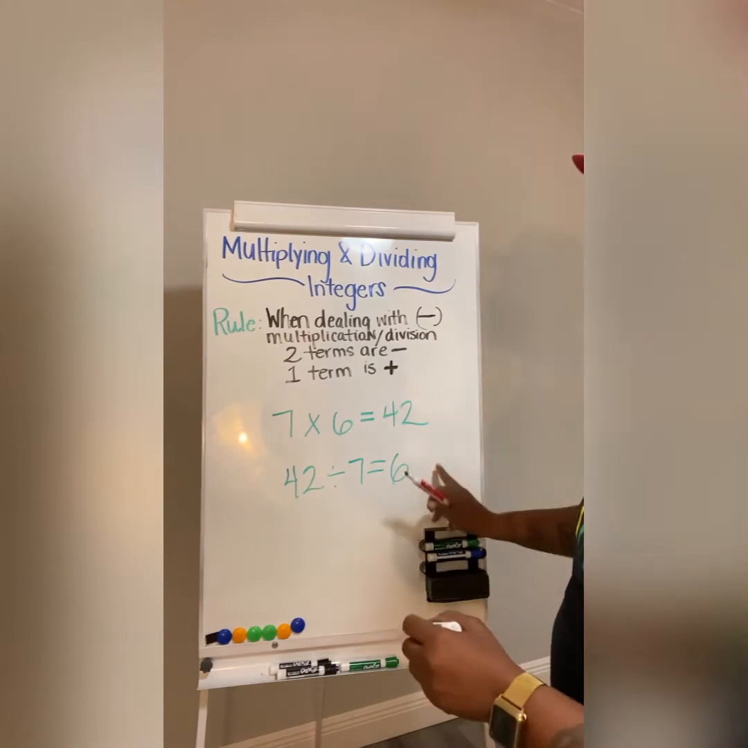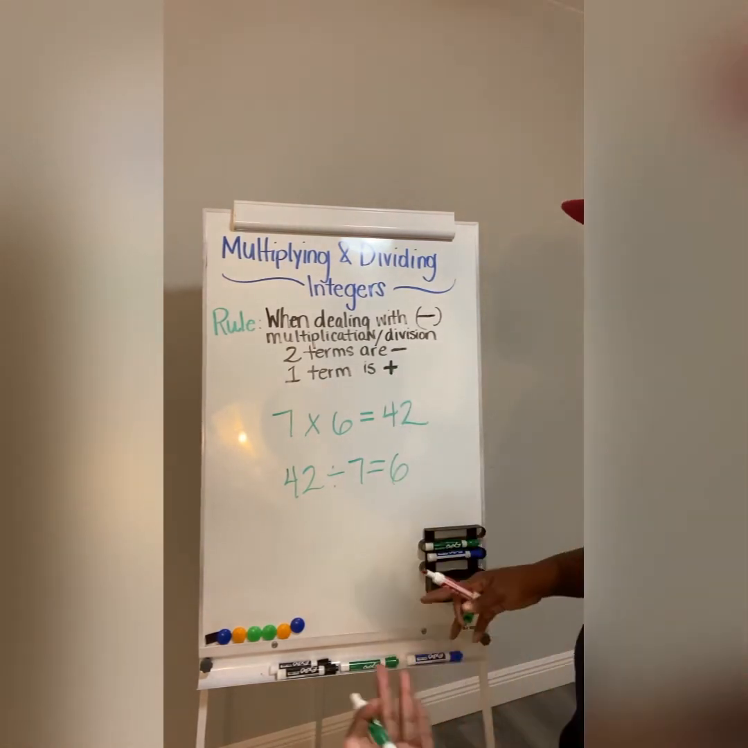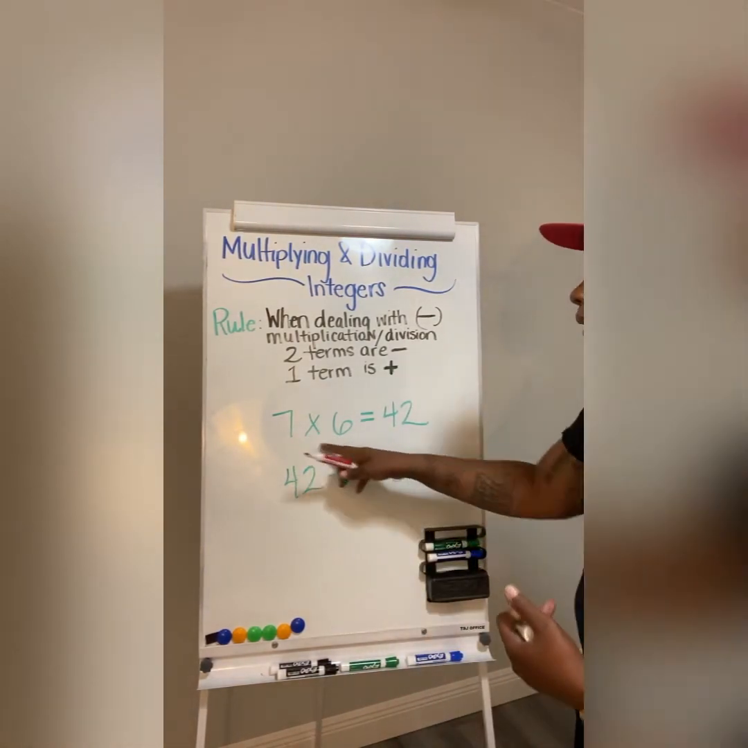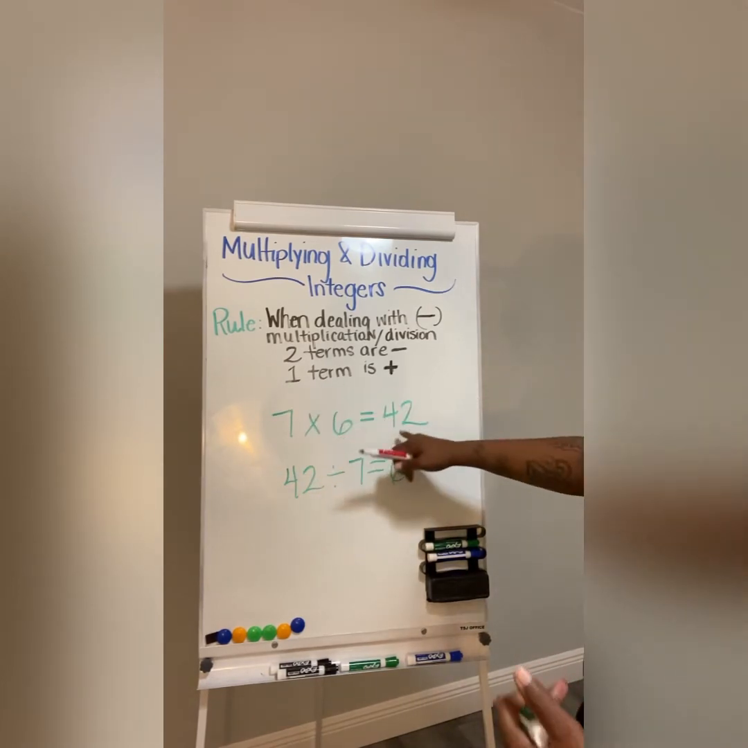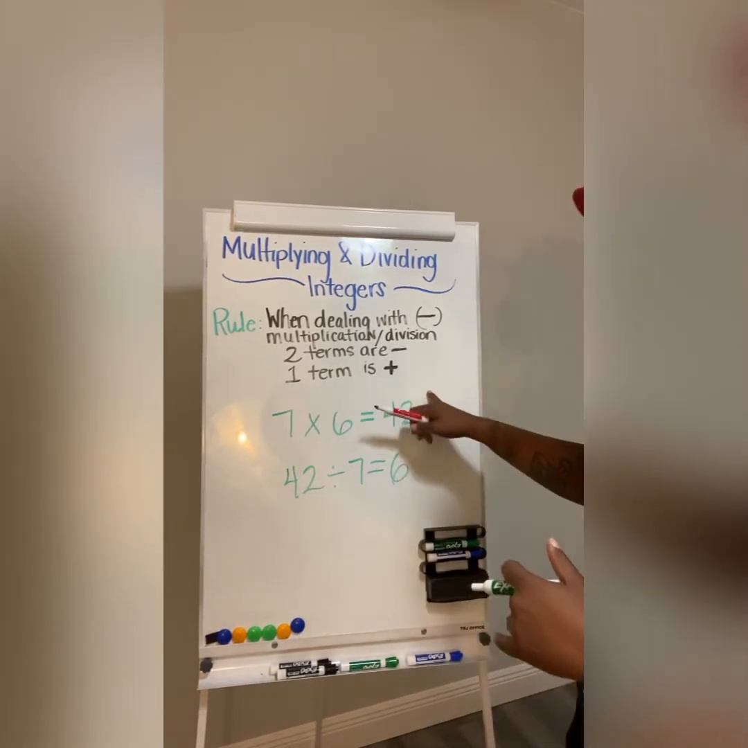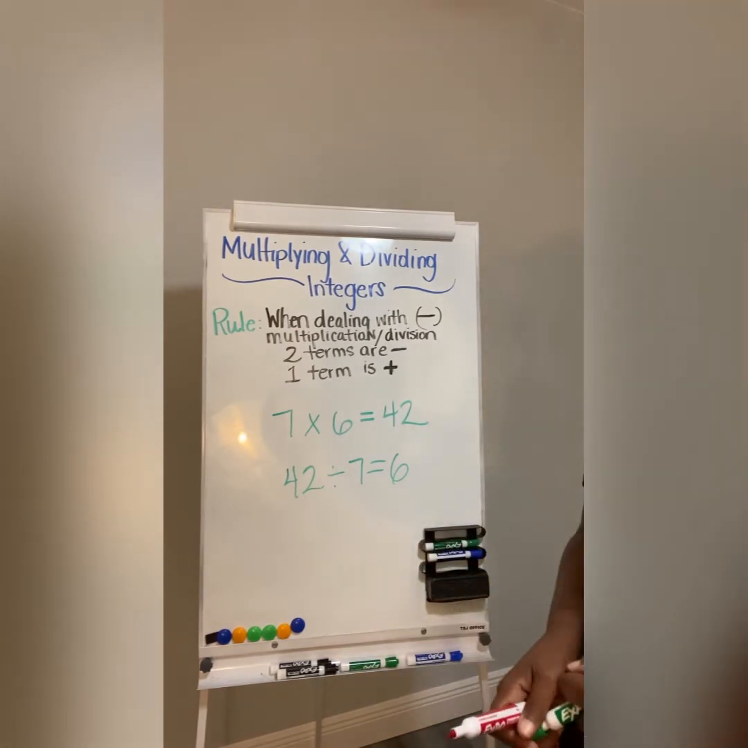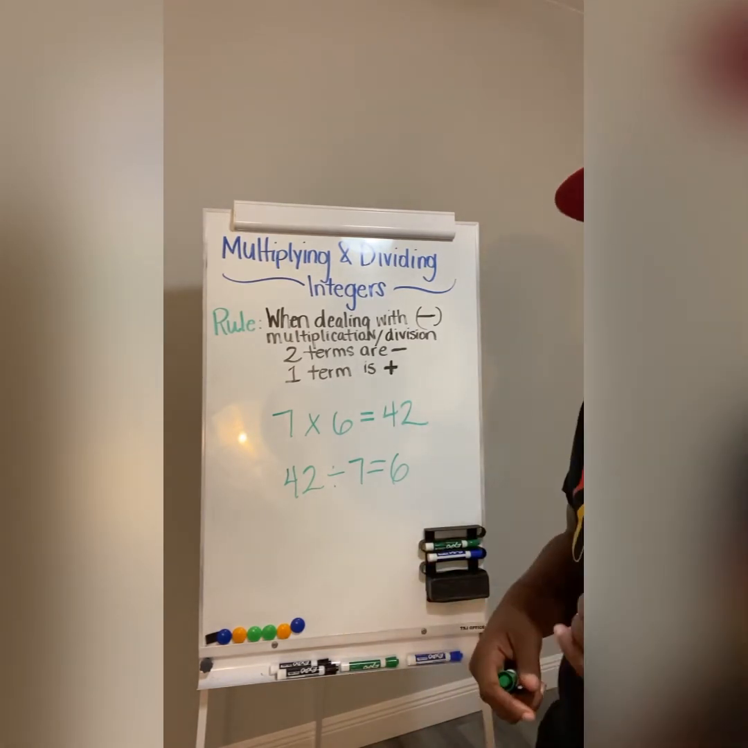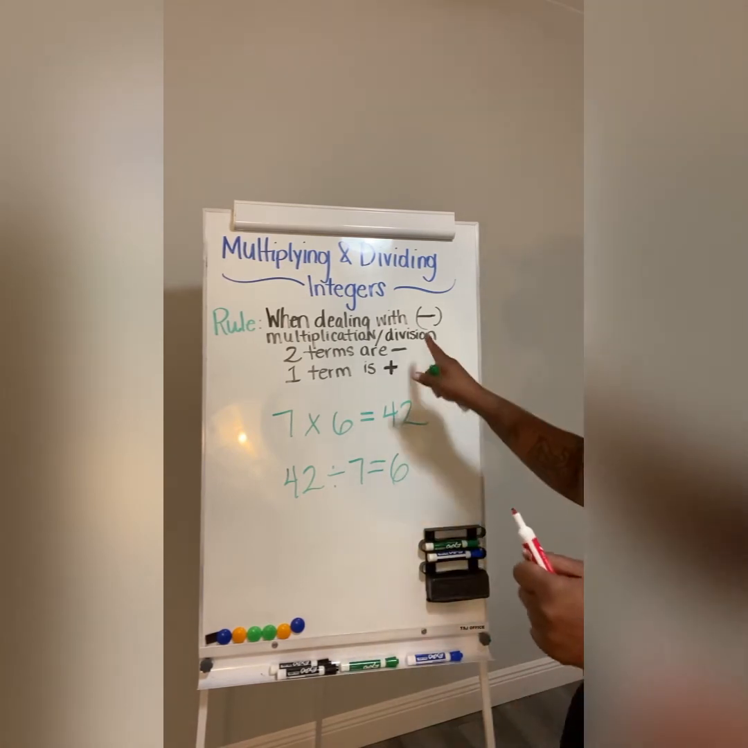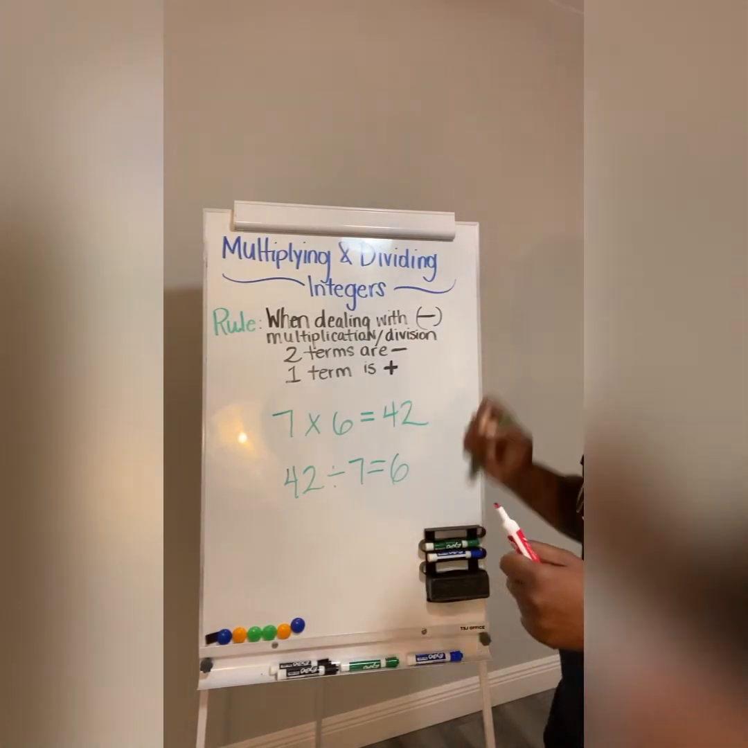This does not apply to our rule. I know sometimes we get confused and say, okay, well, there are two positive numbers, so that means I've got to have a negative somewhere. No, if you have all positive numbers, your answer better be positive, guys. It needs to be positive. There's no way around it. Our rule only deals with negative numbers.